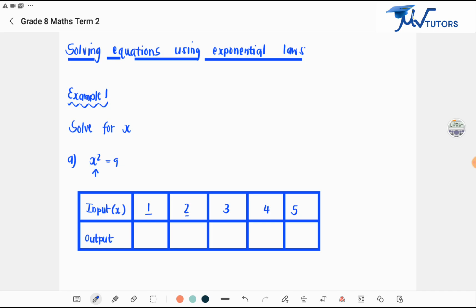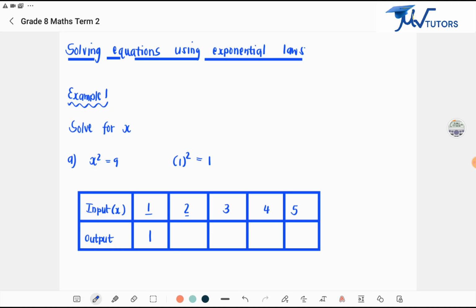In this case we have x squared is equal to 9. Now what would be the value of x in this case? Let's see. If we plugged in 1, in the place of x we now put 1. Now we know 1 to the power of anything will be equal to 1. So that's basically our output.